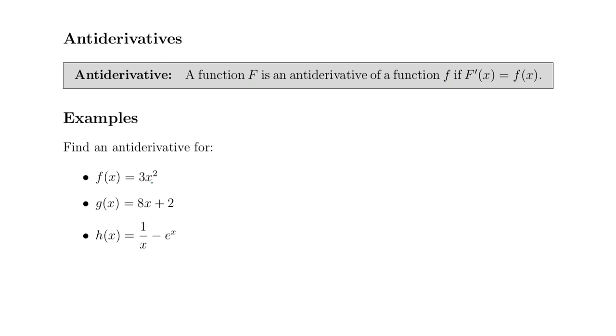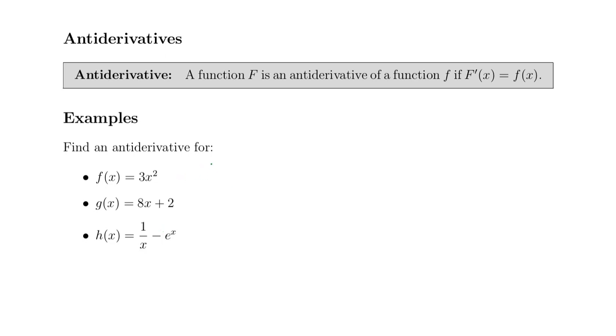So take a second and find antiderivatives for these. What I mean by that is we're coming up with a function where these functions here are the derivatives of them individually. So whose derivative is 3x squared? What function's derivative is 8x plus 2? And what function's derivative is 1 over x minus e to the x? Take a second, pause the video, and see if you can come up with some of these.